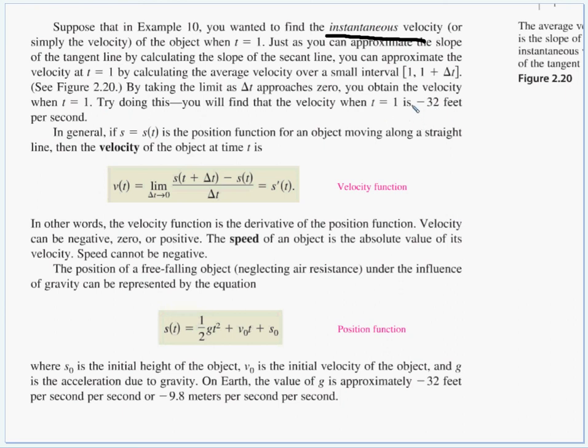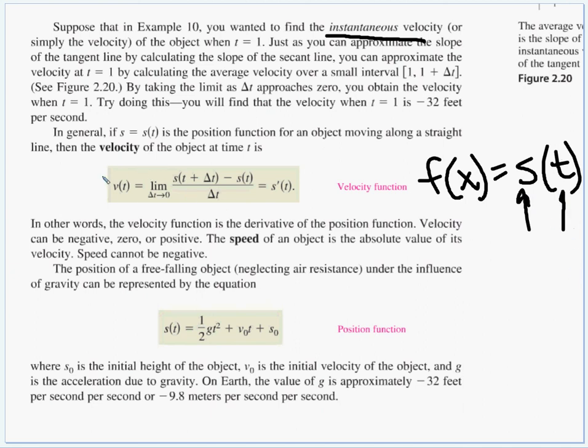In general, if s equals s of t is the position function for a moving object on a straight line, the velocity at time t, this is going to look very familiar, v of t, velocity, is the limit as delta t goes to 0 of s of t plus delta t minus s of t over delta t, which is s prime. So this is what we've already seen, but they just changed the variables. Instead of using f of x, we're using s of t. S for position, t for time.